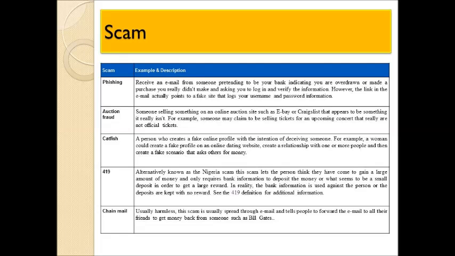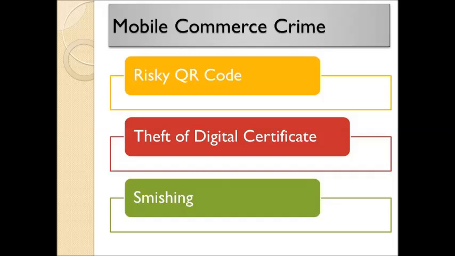The next one I think I can explain is mobile commerce crime. Mobile commerce crime is divided into 5 as well: risky QR code, theft of digital certificate, smishing, unsecured Wi-Fi threat, and viruses and malware.